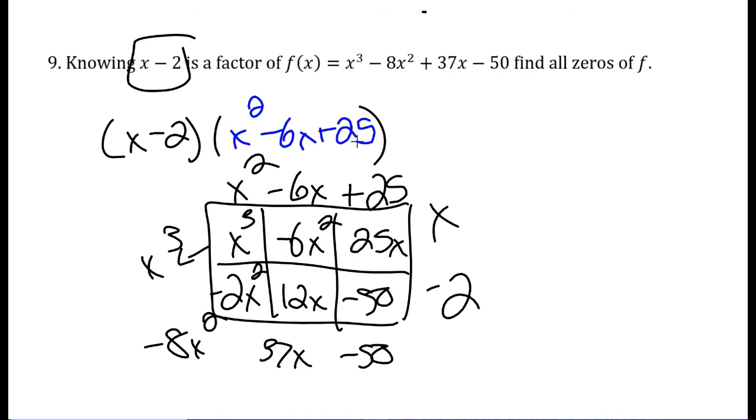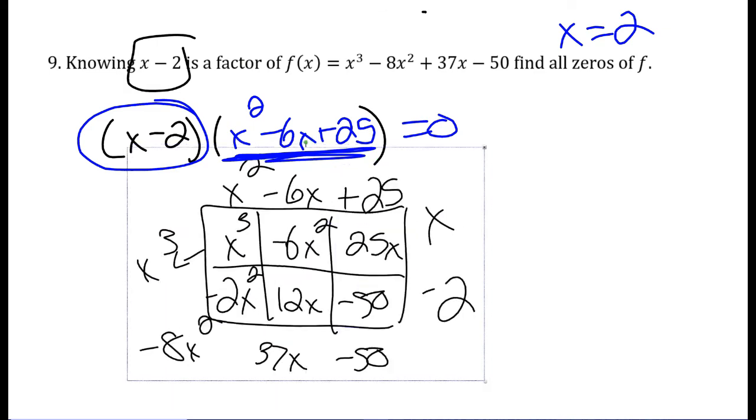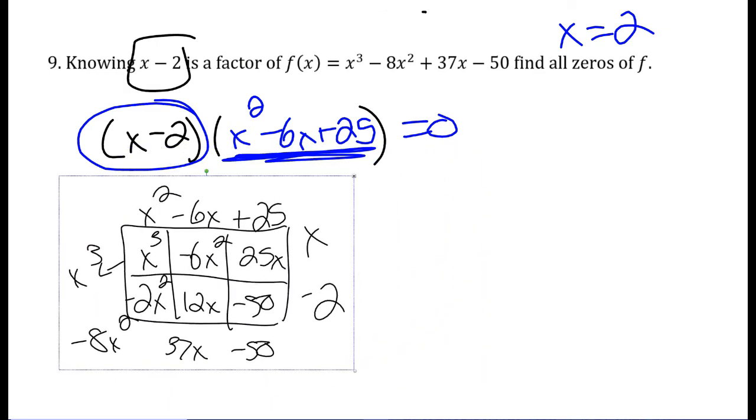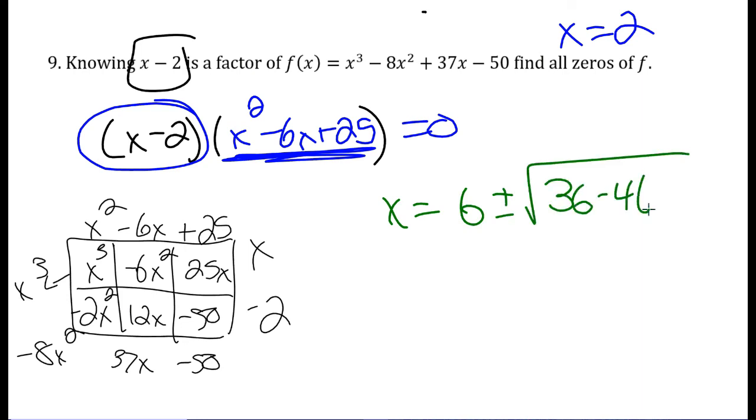I could try to factor this by asking myself, what multiplies to 25 and adds to negative 6, and you're going to get nowhere. So we have to use the quadratic formula. But before we do that, if x minus 2 is a factor, x equals 2 is one of the zeros. And now we get to the quadratic formula to figure out the zeros from this. So x equals the opposite of b plus or minus the square root of b squared minus 4 times 1 times 25, all over 2 times 1, which is 2.